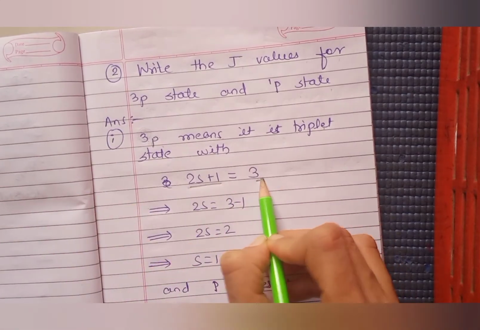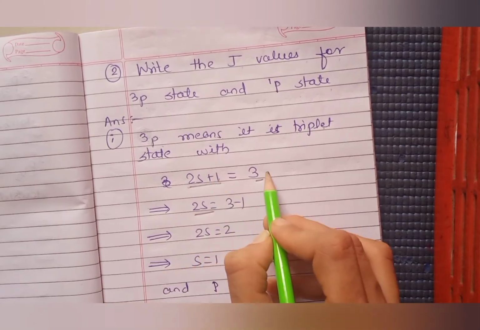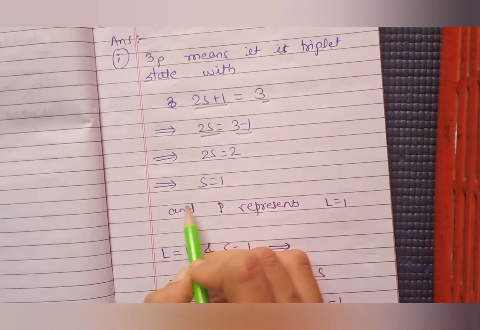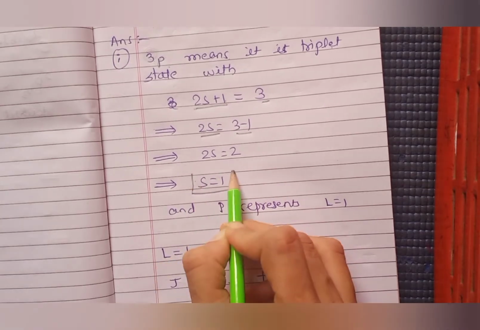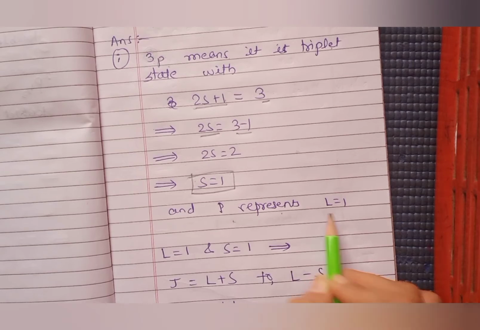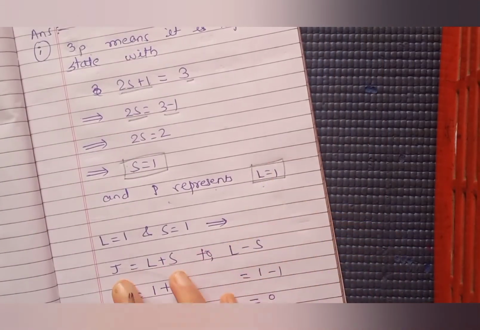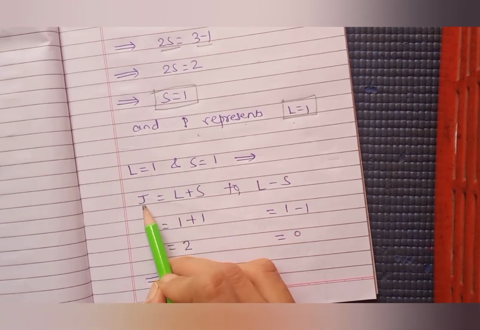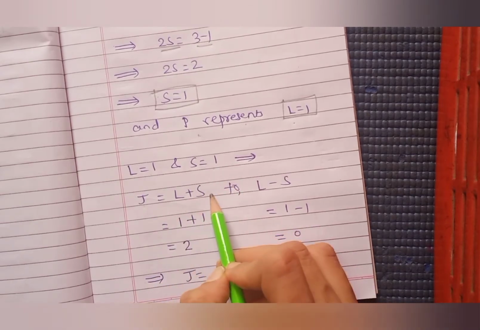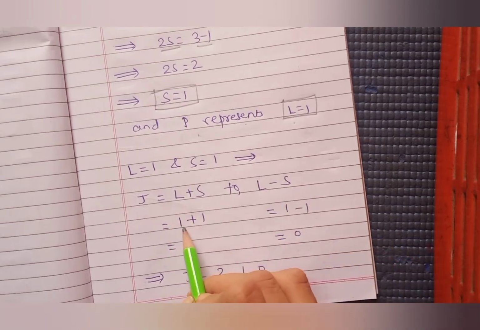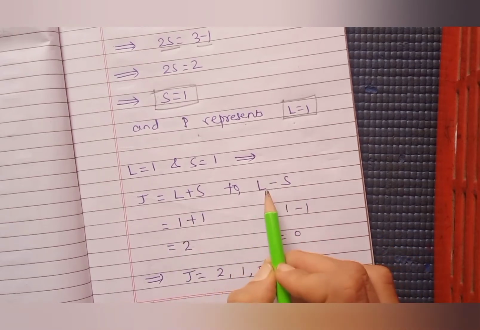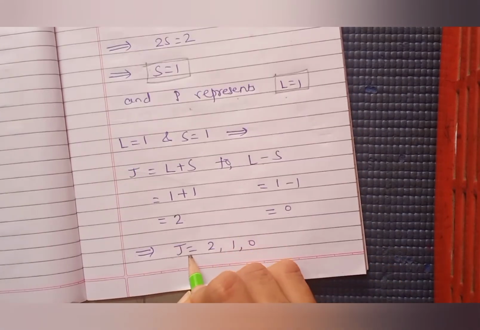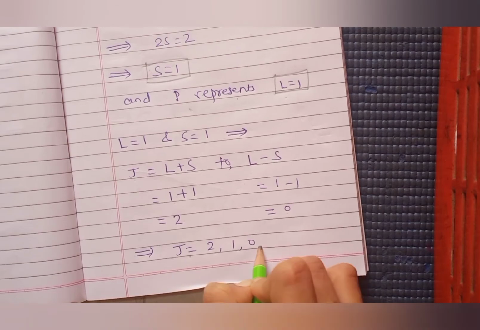So I have 2S plus 1 is equal to 3. So 2S is equal to, I will shift this 1 over here, so I get 3 minus 1. So 2S is equal to 2, which implies S is equal to 1. And p represents L is equal to 1. So what I have is L is equal to 1, S is equal to 1. So when L is equal to 1 and S is equal to 1, J can take values from L plus S to L minus S. L is 1, S is 1, 1 plus 1 is 2. L is 1, S is 1, 1 minus 1 is 0. So J will take values 2, 1, 0.